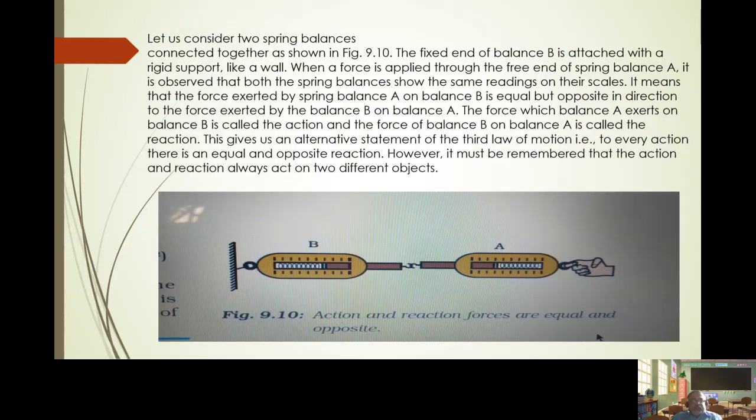Okay, let's consider two spring balances connected together as shown in the figure. The fixed end of balance B is attached to a rigid support like a wall. When a force is applied through the free end of spring balance A, it is observed that both the spring balances show the same readings on their scales. It means the force exerted by spring balance A on spring balance B is equal but opposite in direction.